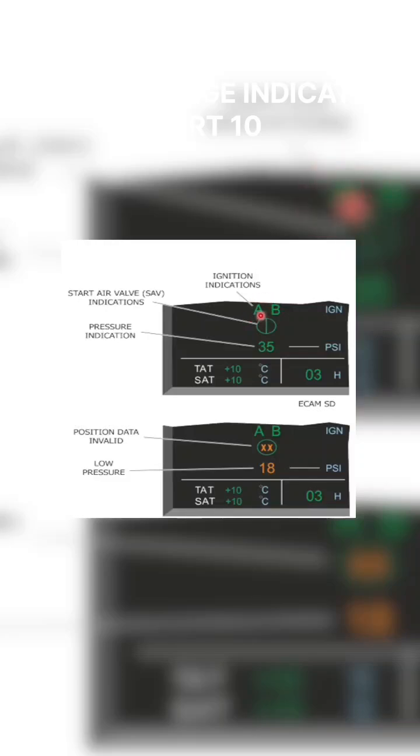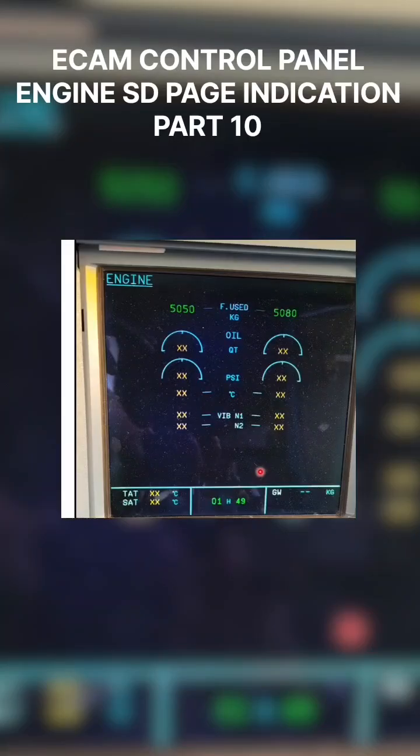If the first starter fails, then FADEC will automatically energize both ignition A and B, and it will give continuous ignition for the starting sequence. This is the position invalid, data not received, and this is the low pressure. If it is going below 21 psi, then you will get low pressure indication in amber.